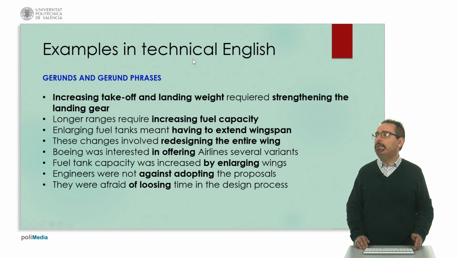These changes involved redesigning the entire wing, and also we have examples of phrases that are actually in -ing form as complement of a preposition. Boeing was interested in offering airlines several variants. Fuel tank capacity was increased by enlarging wings. Engineers were not against adopting the proposals, and lastly, they were afraid of losing time in the design process. As we can see, we have the -ing form as a result of the preposition.